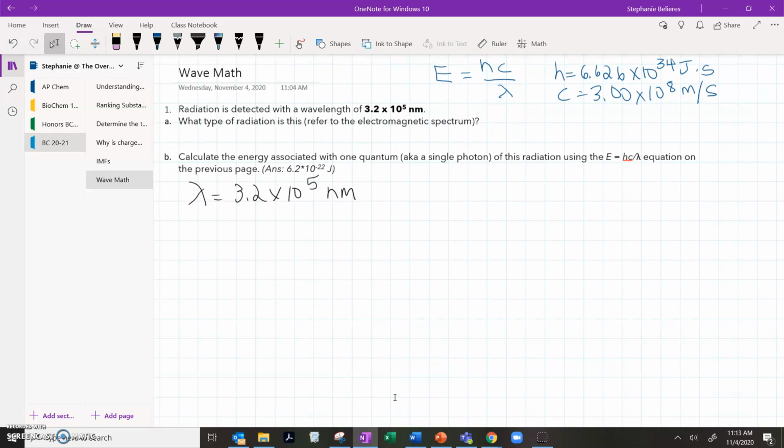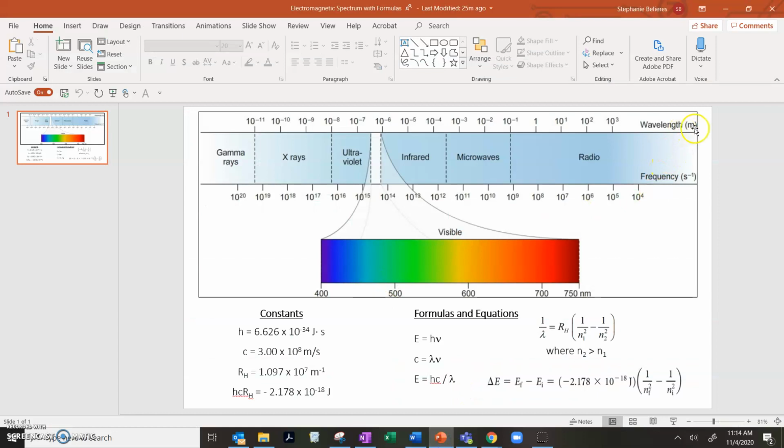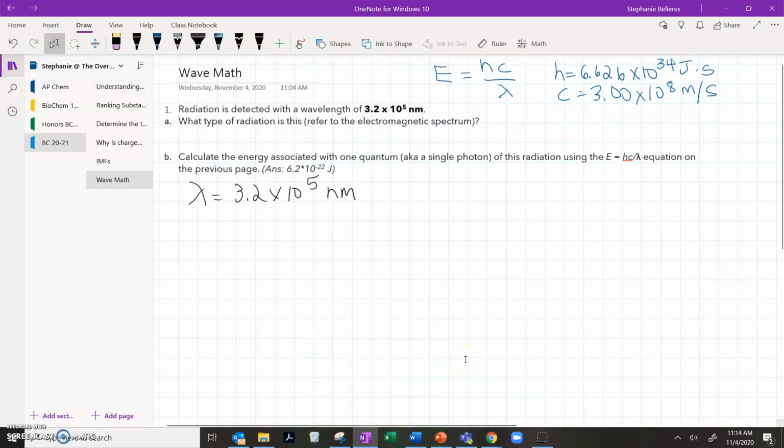All right, so the first question here, this is number 15. Radiation is detected with a wavelength of 3.2 times 10 to the fifth nanometers. And it wants me to know what type of electromagnetic radiation this is. So I'm going to click back to this, and you can see here that this wavelength that's listed along the top is in meters, and I'm given my data in nanometers. So the first thing I want to do is convert that value of wavelength from nanometers to meters.